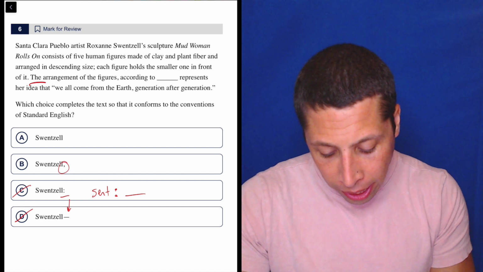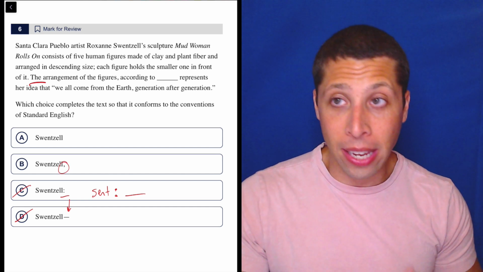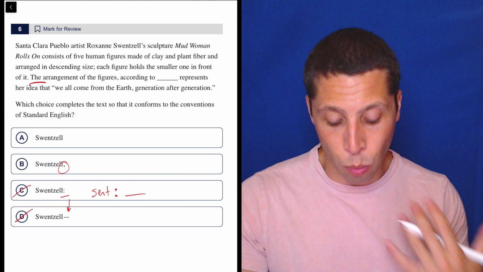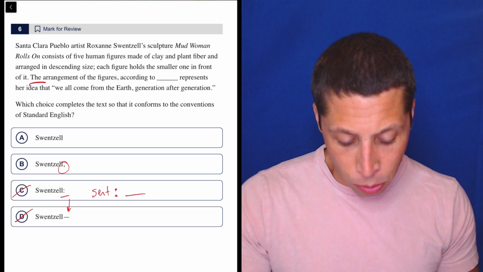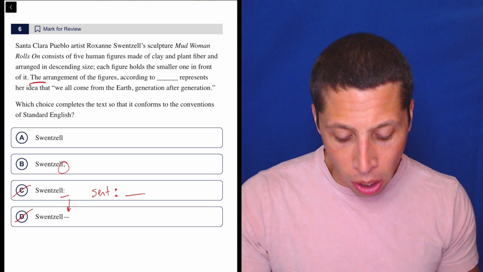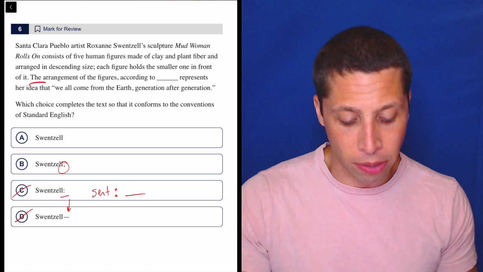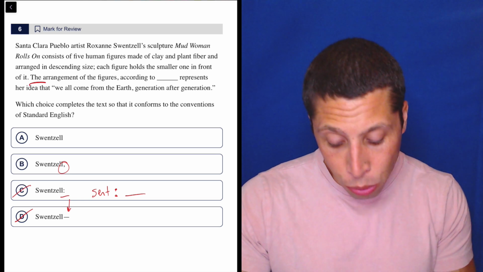And now we're just deciding, is there a pause here? Is there a break? Is there some sort of interruption to this sentence? Why would we need a comma? Let's read it. The arrangement of the figures, according to Swenzel, represents her idea that we all come from the earth generation after generation. Yes, we do need a comma here.